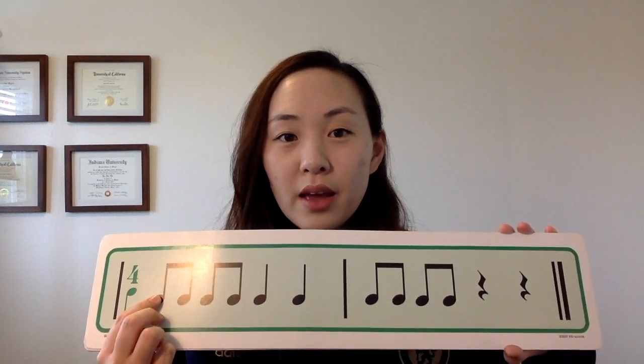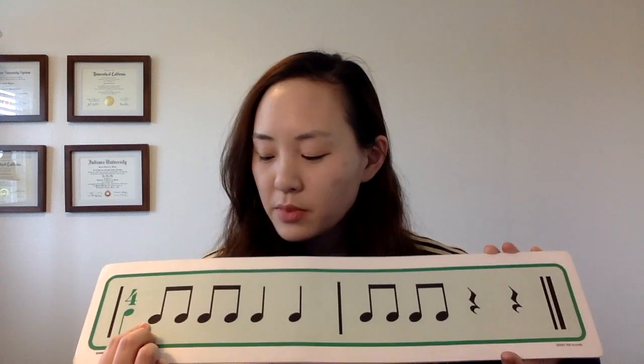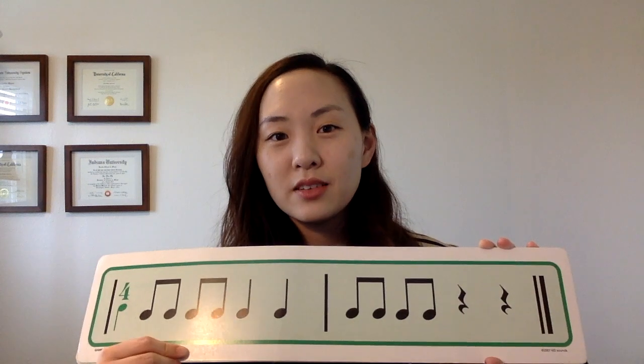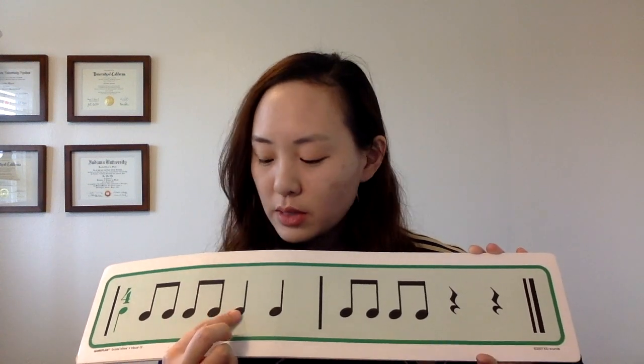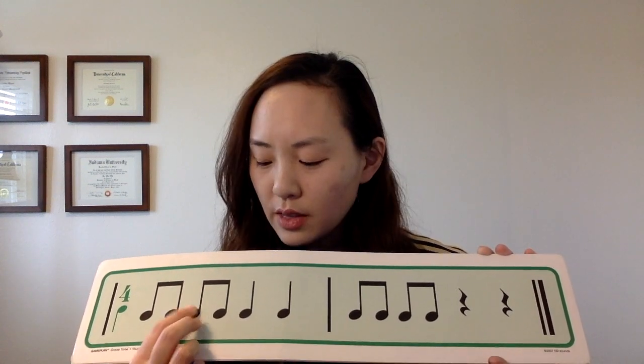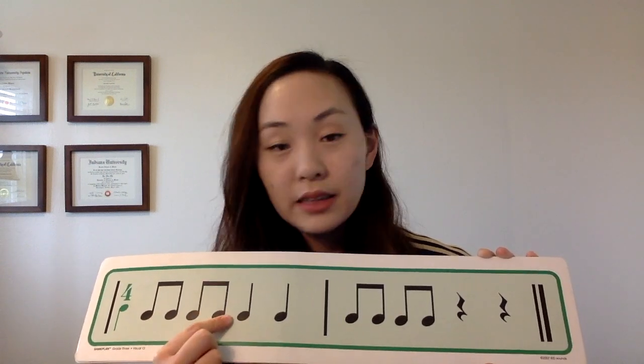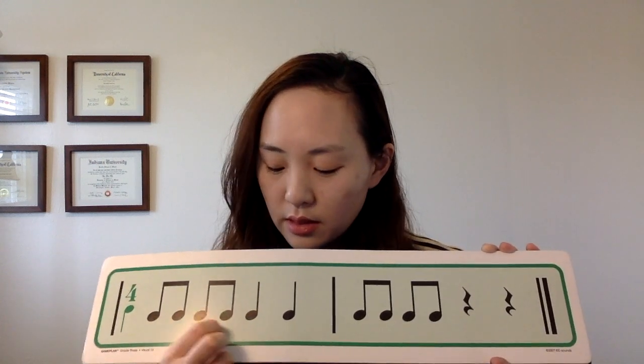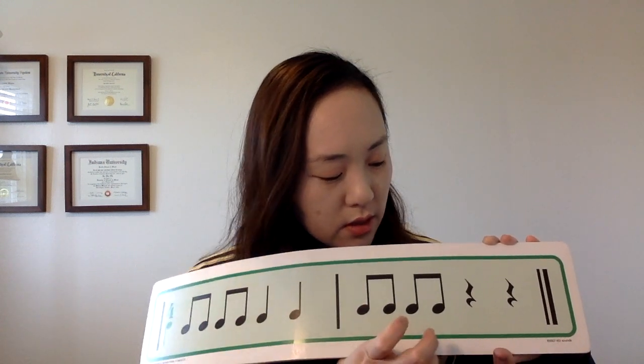So for example, another student did this. Ti, ti, ti, ti, ta, ta, ti, ti, ti, ti. Is that correct? No, right? Because ta should be longer than the two tis, right? Or two tis is the same as one ta, right? So it should be in a very steady beat. Ti, ti, ti, ti, ta, ta. Ti, ti, ti, ti, rest, rest, okay? All right, let's move on.